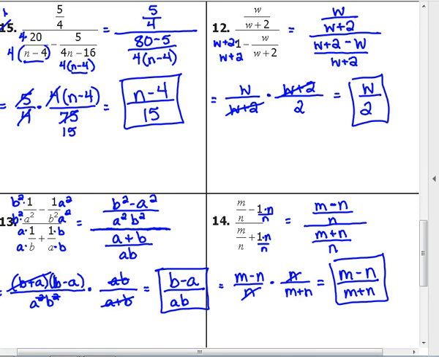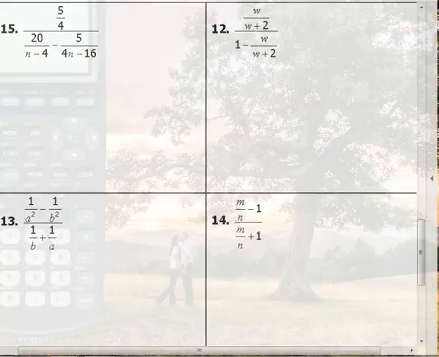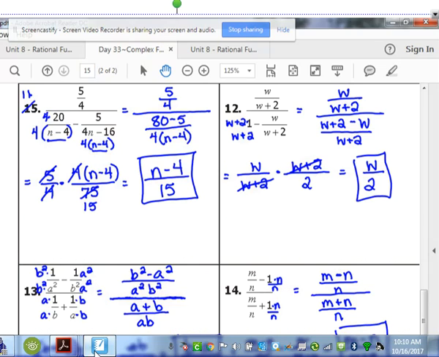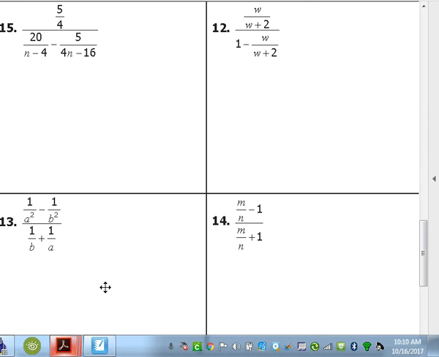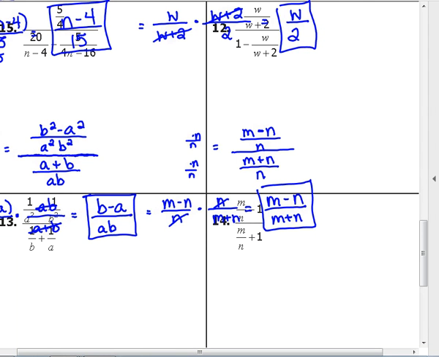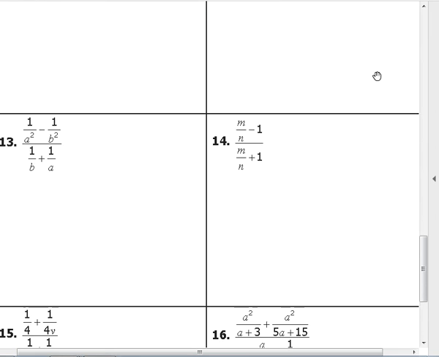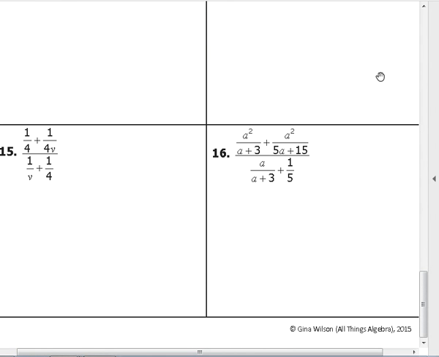Okay, now for the last two, I want to show you a slightly different technique, but it gets you to the same answer. So for the last two, I'm going to look at all four of these denominators.